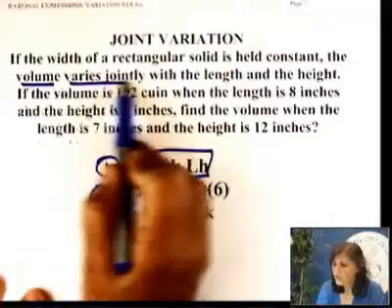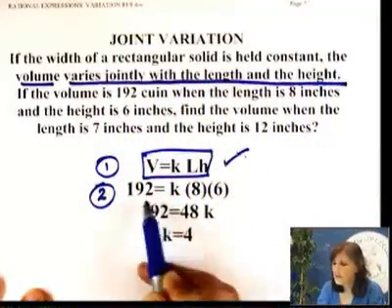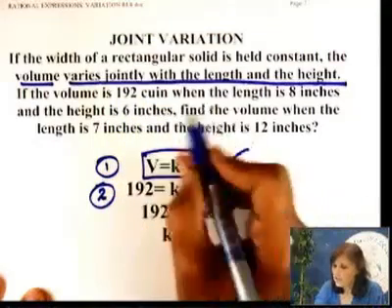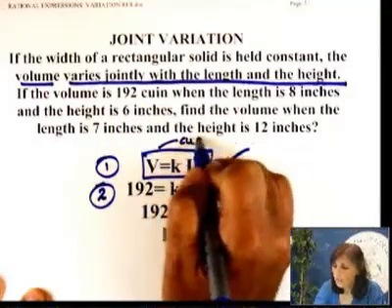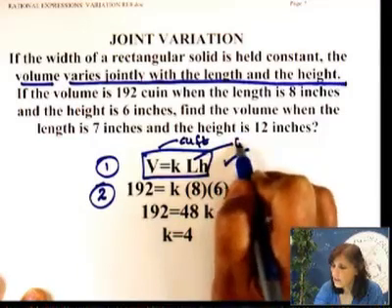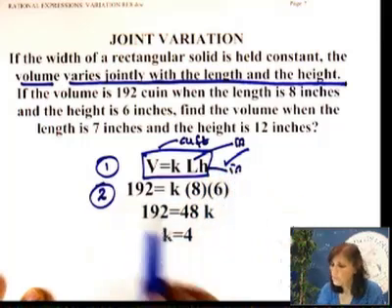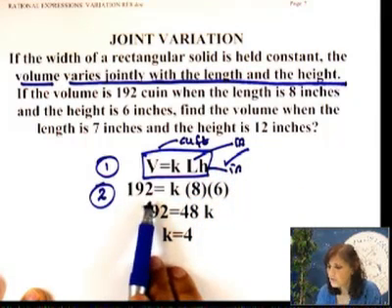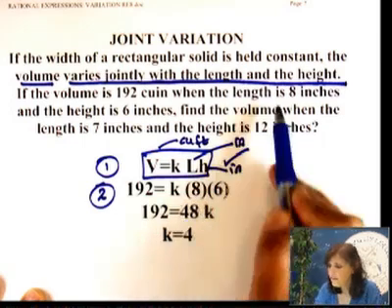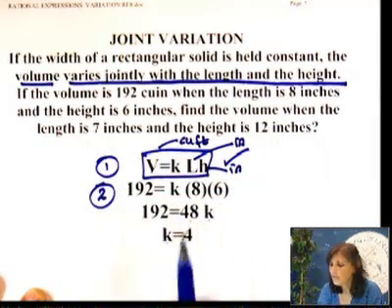Volume varies jointly with length and height. This is done. Step 2, numbers. The volume is 192 cubic inch, so I'm going to put those units in here. The length is inches, and height is also inches. So let's put them in. 192 cubic inch equals K times length is 8 and height is 6. 192 equals K times 48.